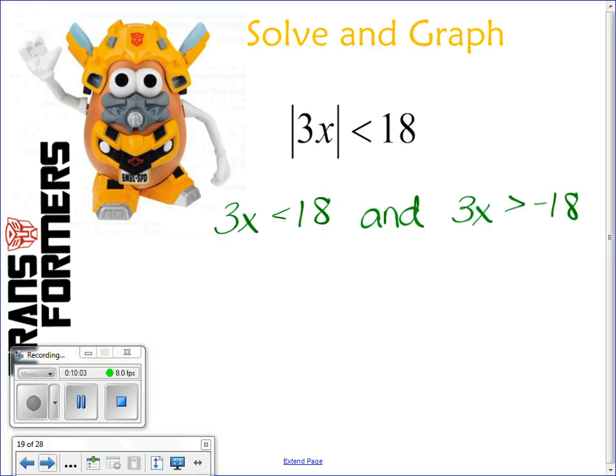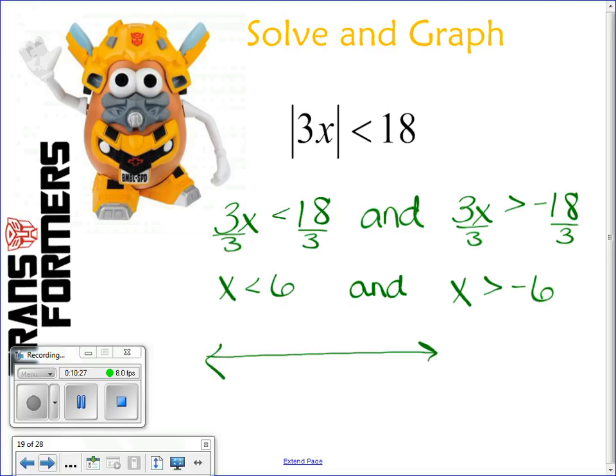So from there, we just need to solve. Divide by 3. So x is less than 6, and divide by 3. x is greater than negative 6. And then we have to graph. So again, I worked out a nice one where my numbers are easy to work with here. I have to go from negative 6 to 6.